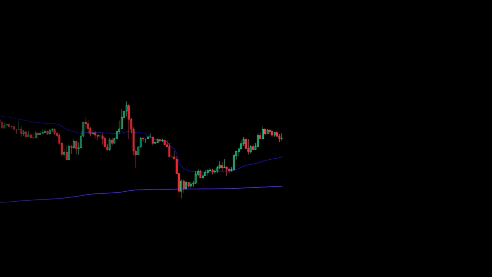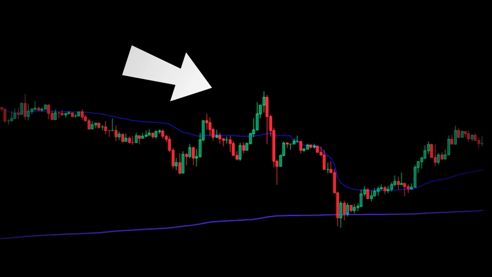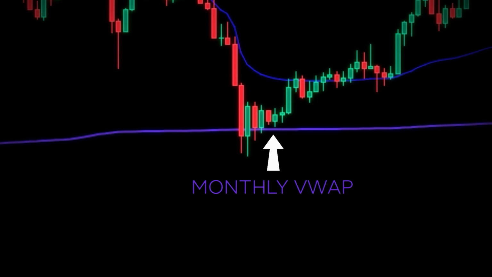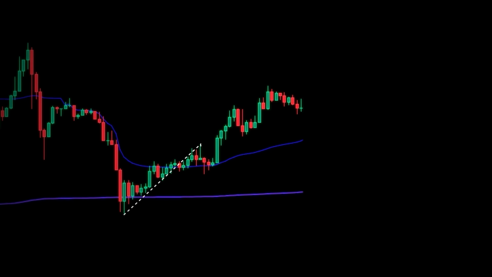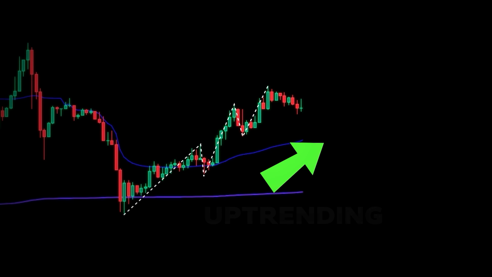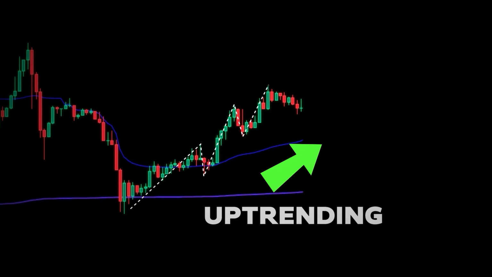What you'll notice is that the market was in a downtrending direction. Once it reached the monthly VWAP, it started to change course and moved higher. Now we have a series of higher highs and higher lows. This market is likely bullish.